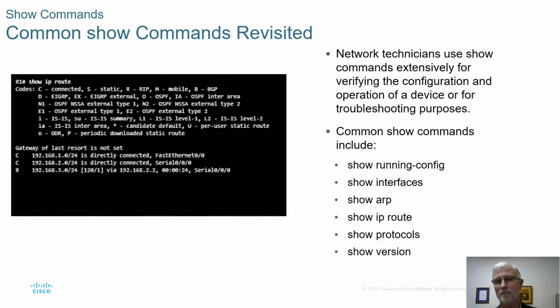Now, you've used show commands. We're just going to revisit these a little bit, but they're basically used to figure out what configuration you currently have, and are definitely very useful for troubleshooting purposes. Some common show commands are the running configuration, interfaces, the ARP command, show ip route, show protocols, and show version. And all of these we've used this semester.